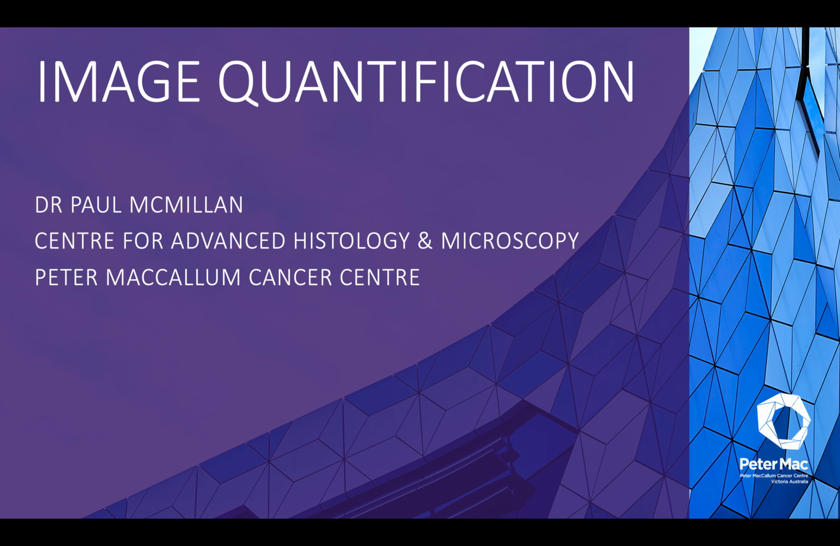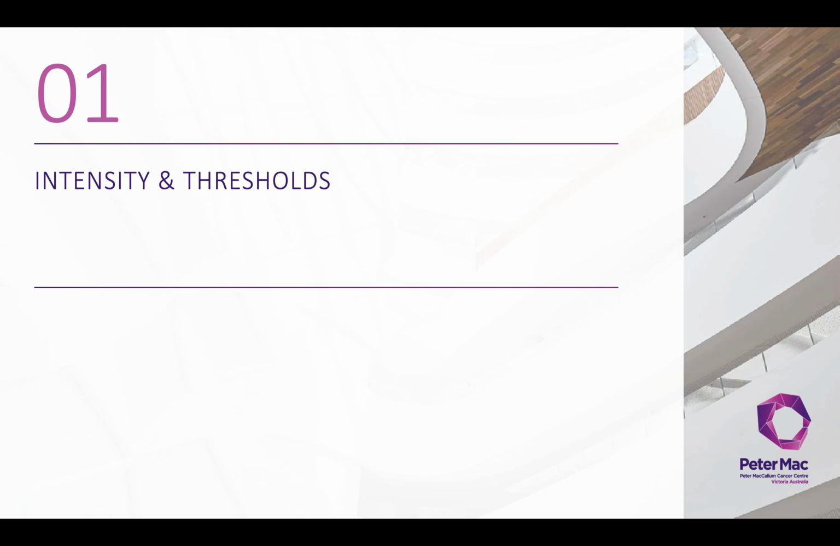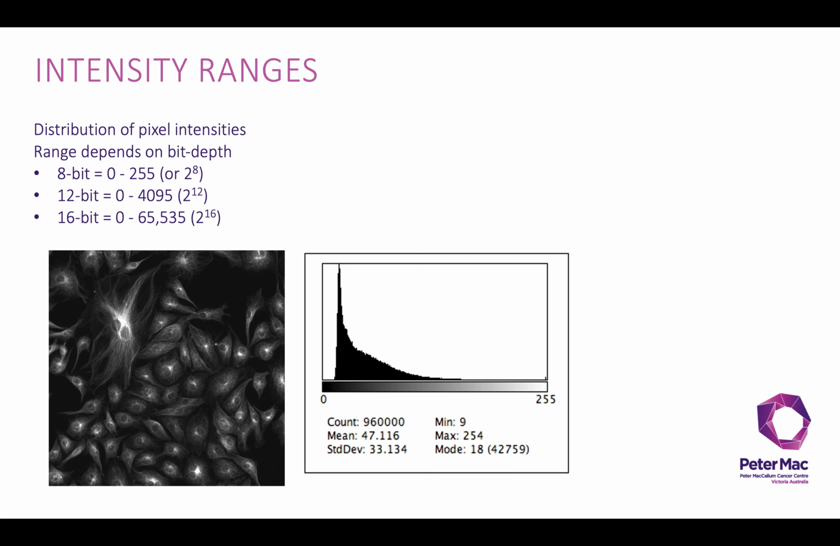Okay, before we get started on Fiji and learning how to extract quantitative numbers, let's go through a brief introduction into image quantification. And we'll start off with something called intensity and thresholds. Now, if you attended the Fiji for Beginners workshop, you might remember me talking about intensity graphs and intensity ranges. So our image is made up of lots of different pixels, and each pixel has a different intensity value. And that's shown here on this intensity graph.